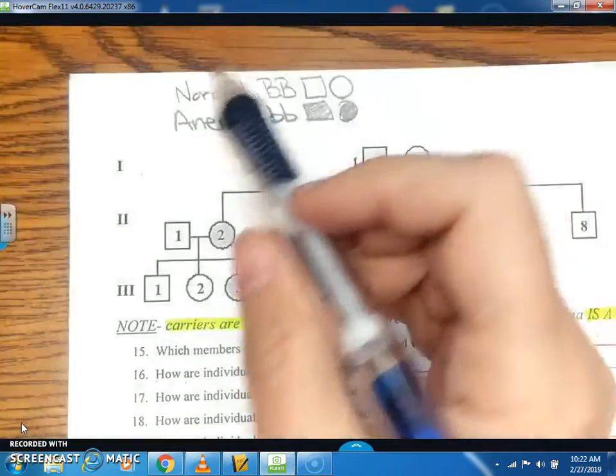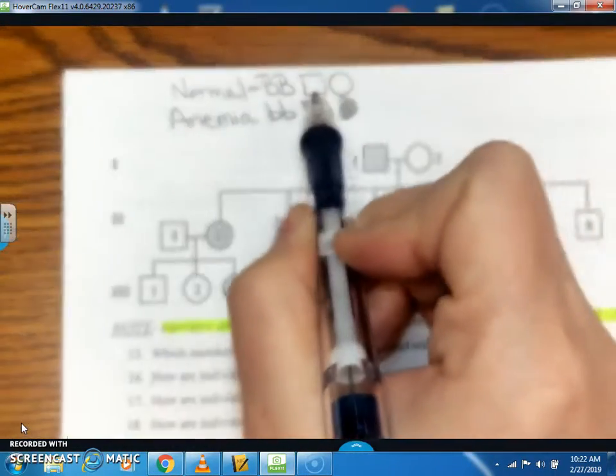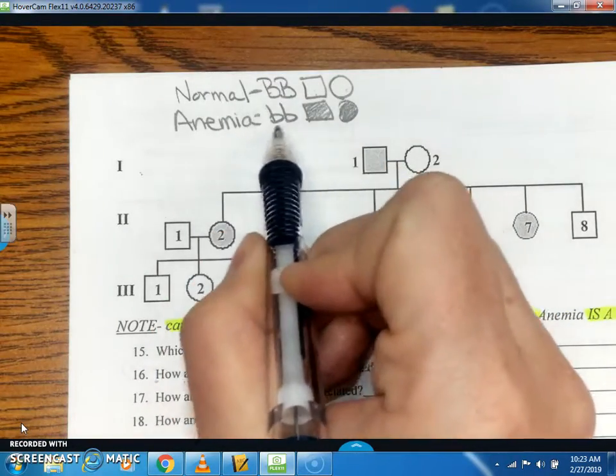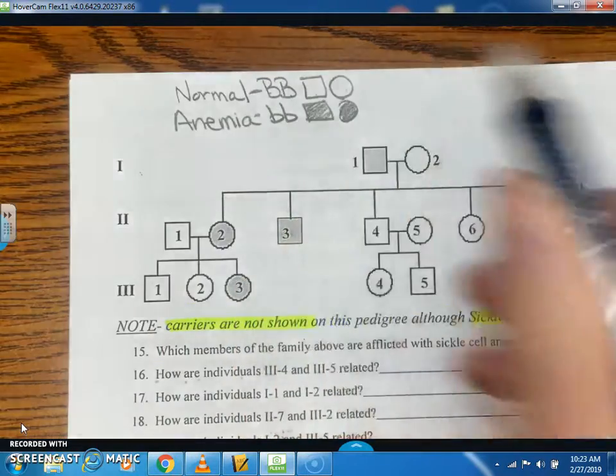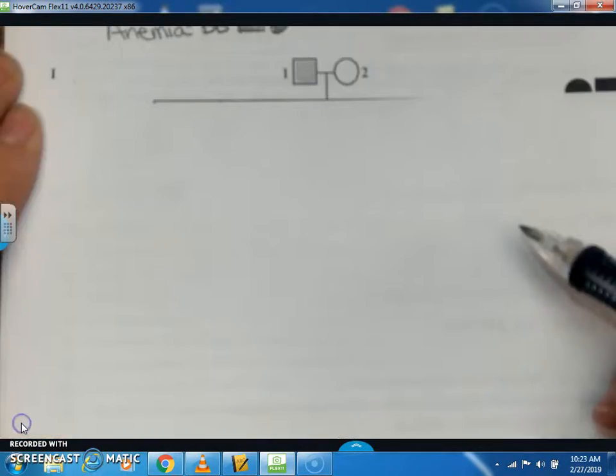So the first thing I'm going to do is build a key. So normal is big B, and we have clear circles and squares, and anemia is 2 smalls with a shaded circle and a shaded square for a pedigree.